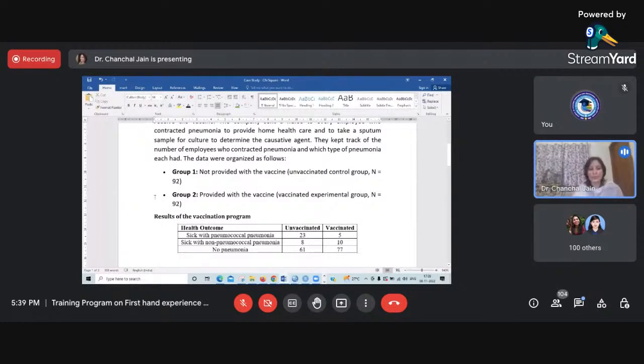So you can see the health outcome: sick with pneumococcal pneumonia, unvaccinated 23, vaccinated 5. Sick with non-pneumococcal pneumonia, unvaccinated 8, vaccinated 10. No pneumonia, unvaccinated 61, vaccinated 77. This is the data given to us, and I have also provided the same Excel sheet. I think you have received that in your group. So we will work on that particular data.